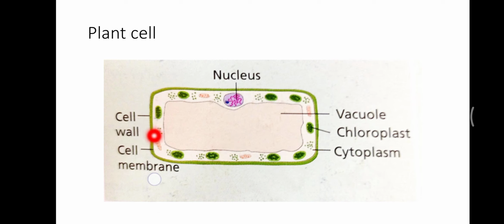The inner side of this wall is known as cell membrane, and this is a thin layer that controls the movement of materials into and out of the cell. It is partially permeable, that is, it will allow only certain materials to pass through. That's why it is known as partially permeable membrane, because it allows only some substances to pass through it and it will not allow other substances to pass through it and enter into the cell.